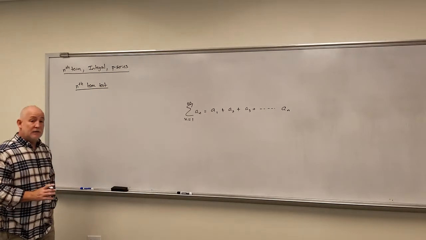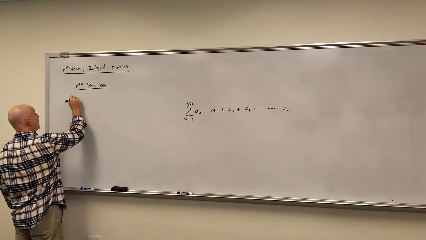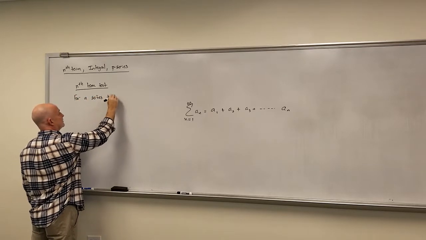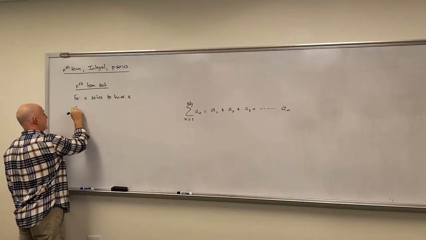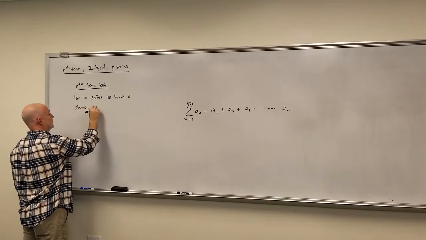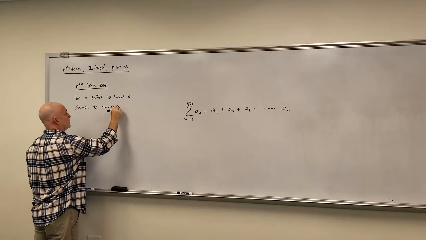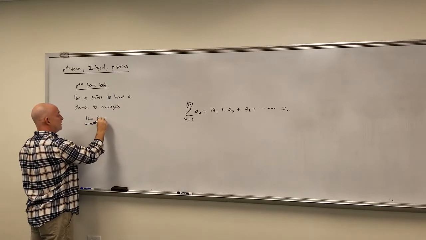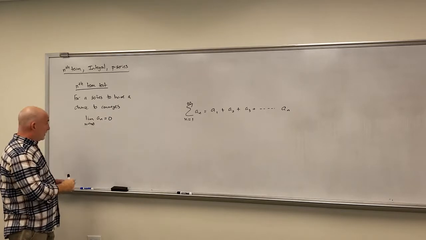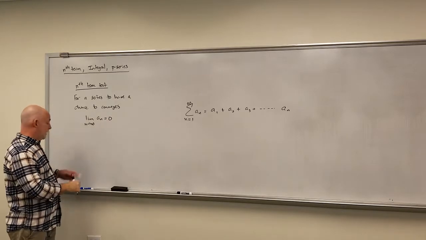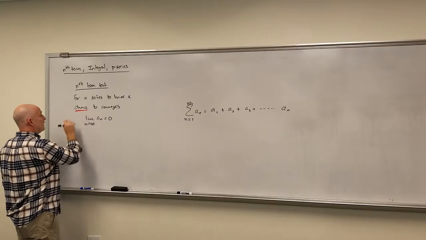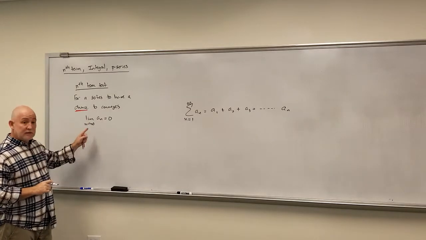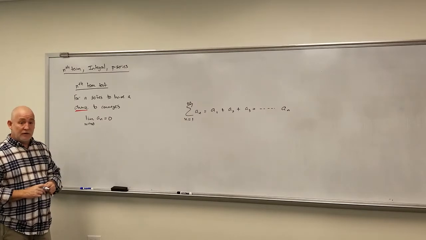So the nth term test says this: for a series to have a chance to converge, the limit as n goes to infinity of a sub n has to be 0. Now here's the big key here, and this is what most students miss. This is just to have a chance to converge. This does not tell you whether or not a series converges or diverges.